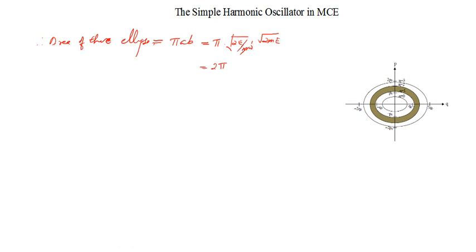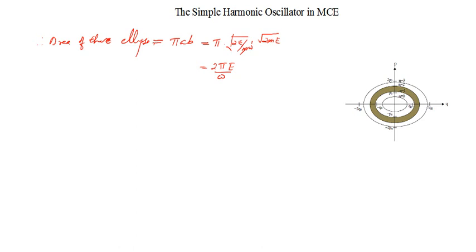So 2 pi E into root E will be E. So that is 2 pi E divided by omega. That is the thing what you are going to get. Area of the ellipse will be equal to 2 pi E by omega. And you can see that 2 pi and omega are constants as far as any harmonic oscillator is concerned.